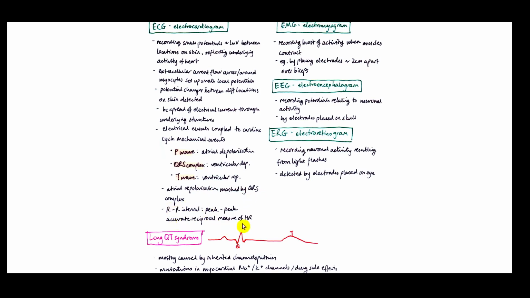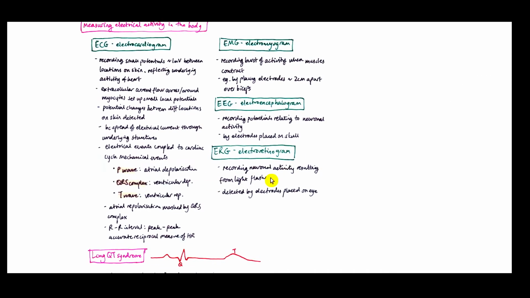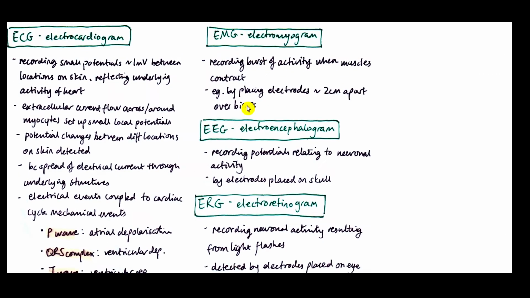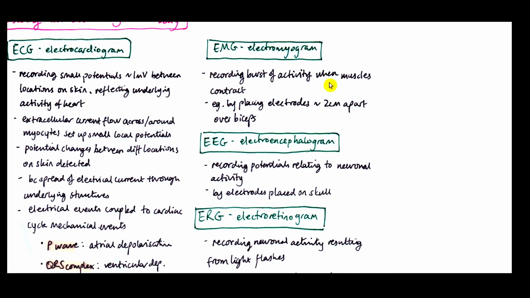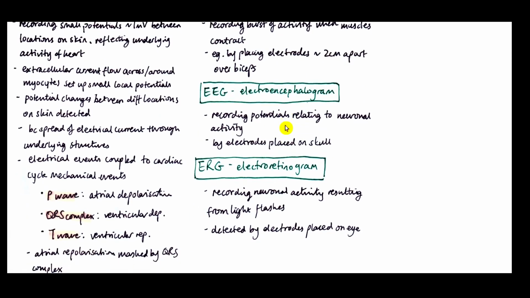The RR interval, from peak to peak, is an accurate reciprocal measure of heart rate. So if you do 1 over the distance from R to R, you'll get an accurate measure of the heart rate, or something proportional to the heart rate. Now the EMG, the electromyogram, is when you record a burst of activity when the muscles contract. So you could put 2 electrodes around 2 centimeters apart over someone's biceps, and when that contracts, you can record a burst of electrical activity.